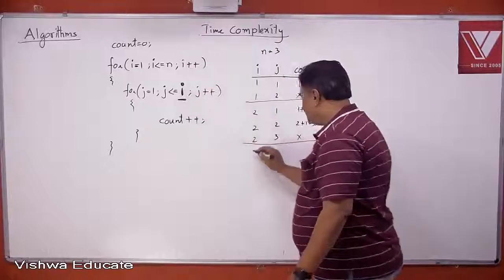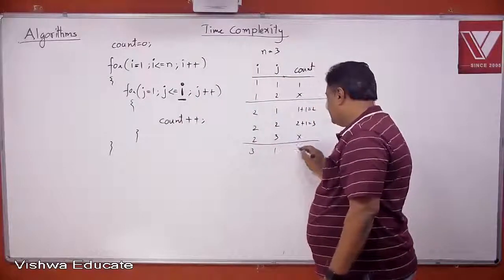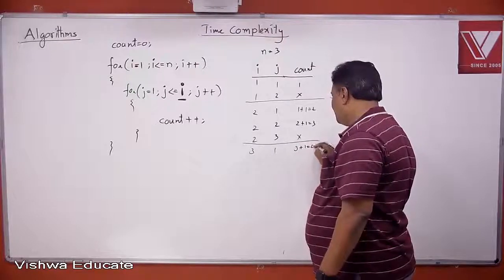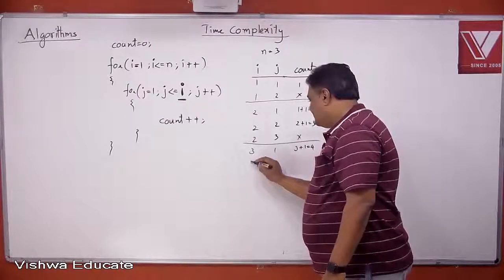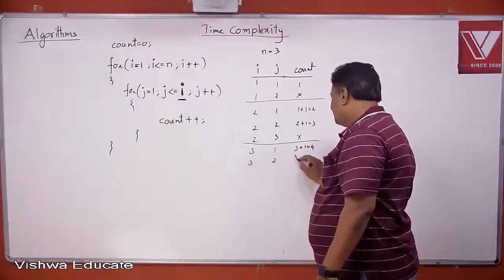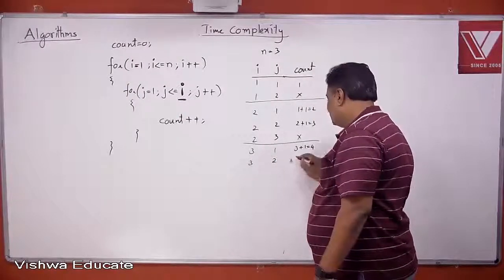Then again i plus plus. I becomes 3, j becomes 1, and this will increment. So this was 3, so 3 plus 1, now it became 4. Now next, i becomes 2, j becomes 2. Sorry, j becomes 2. So this is 4 plus 1, that is 5.